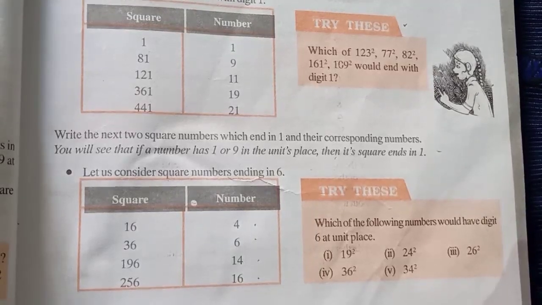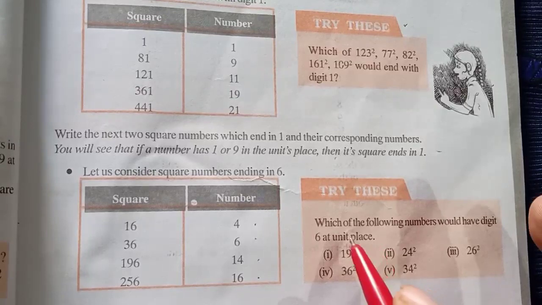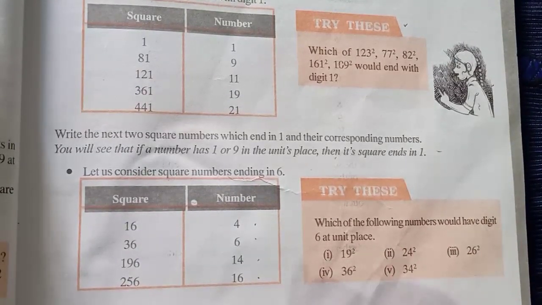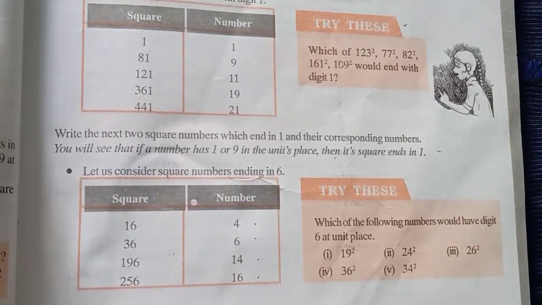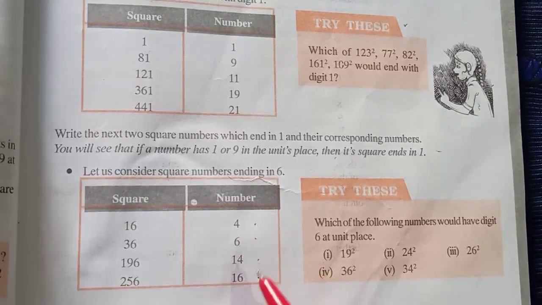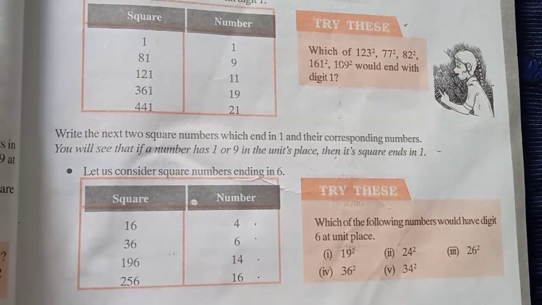On page number 91, we are given two exercises. Try these. Which of the following numbers would have digit 6 at unit place? And from the observation of this table, you know that when a number ends with 4 or 6, the square of the number contains 6 as a ones digit.